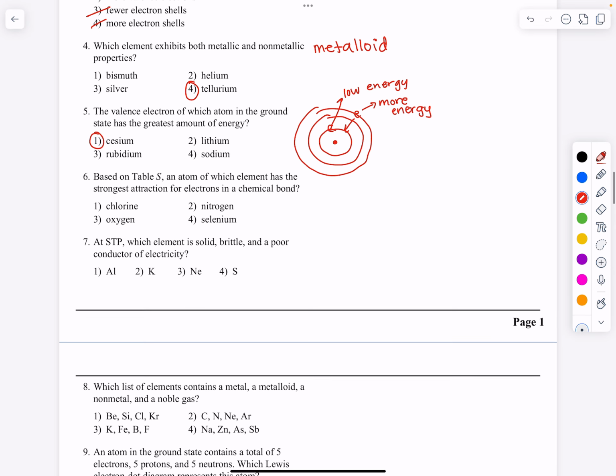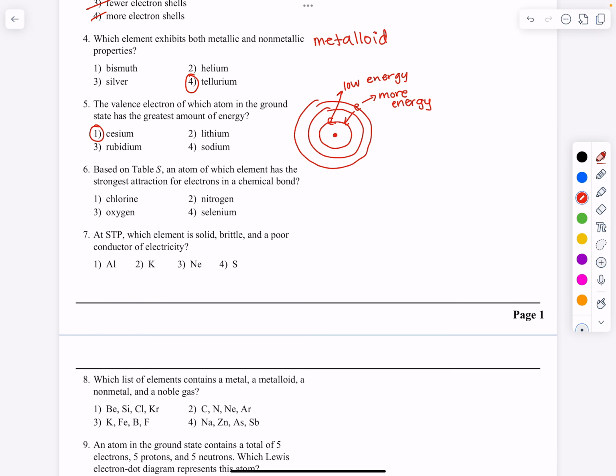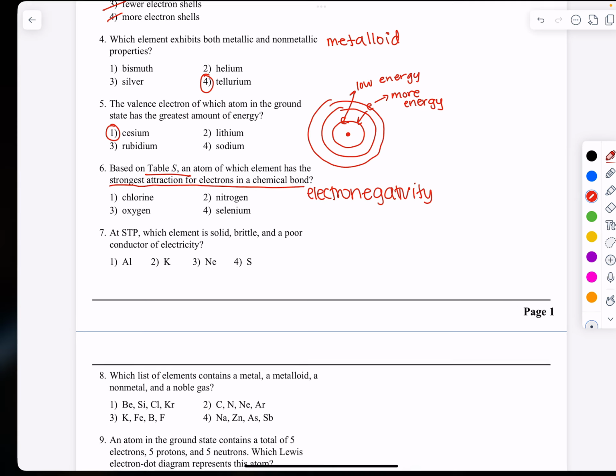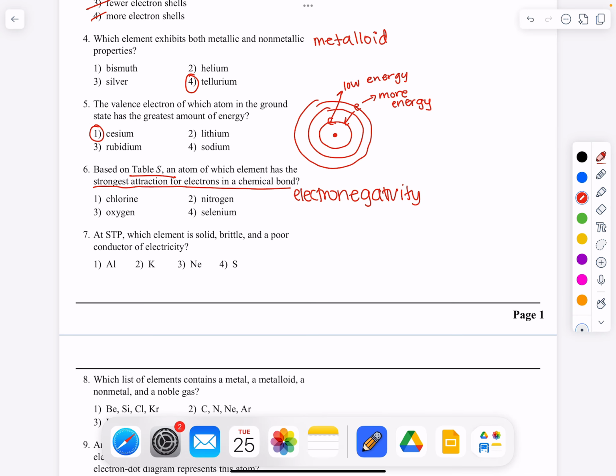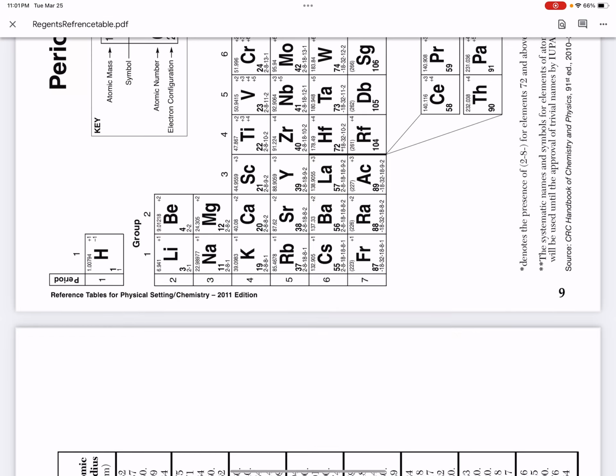6, based on table S, which of the following, an atom of which element has the strongest attraction for electrons in a chemical bond? You should know this term as electronegativity. When I see a question like this based on whatever table, it's a freebie question. Go to that table and compare. We're looking for the element with the highest electronegativity. So I look up table S, I try to find that.